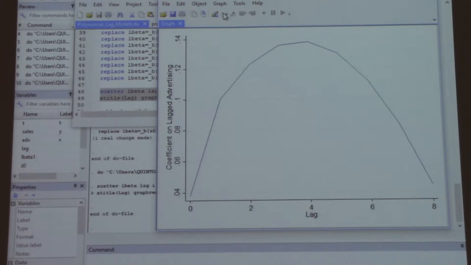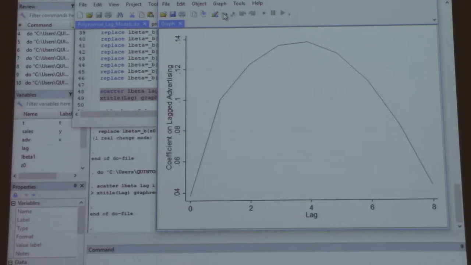Exactly, it's going to be upside down. It's going to do that. So the data still has to fit what you're trying to do. Remember, you're trying to do this for a reason, because we think the effects of advertising are going to look like this. So, what does this say?